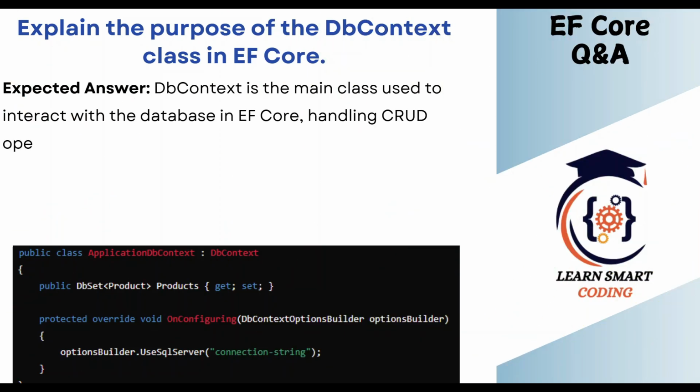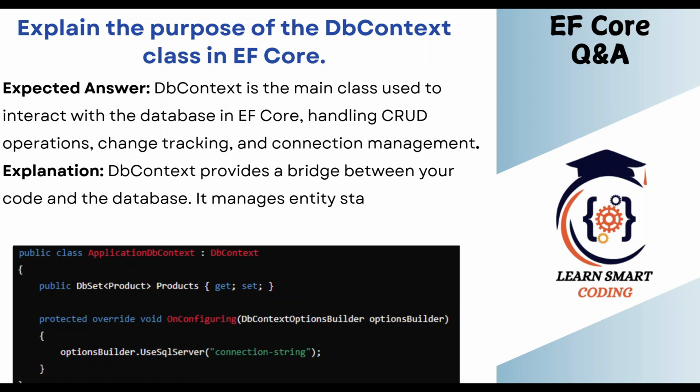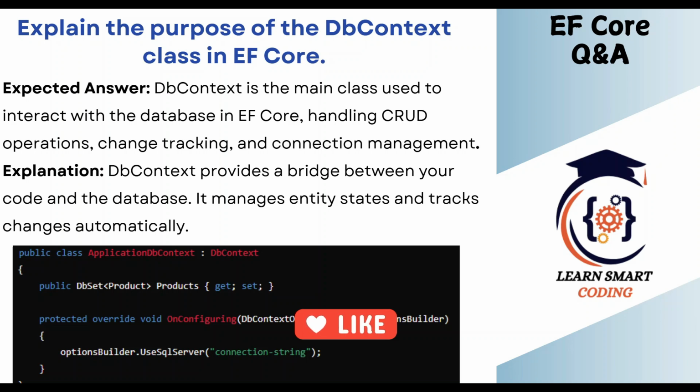If somebody asks you what is the purpose of the DbContext class in EF Core, this is very important. They can easily find out whether you really know Entity Framework or not. So DbContext is the main class used to interact with the database in EF Core that handles the CRUD operations like create, read, update, delete, all kinds of operations. Not only that, change tracking, connection management, everything is based on this DbContext.